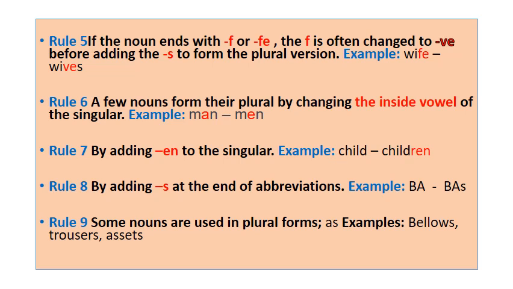Rule number 7. This rule says that we can make the plural of the noun by adding EN to the singular. And the example is children. The noun in singular is child and the noun in plural is children. Now rule number 8. This says that abbreviations can be pluralized by adding S at the end. BA, the full form of BA is Bachelor of Arts. BA is the abbreviation and the plural of BA is BAs.